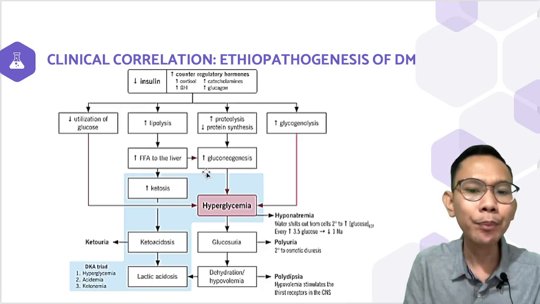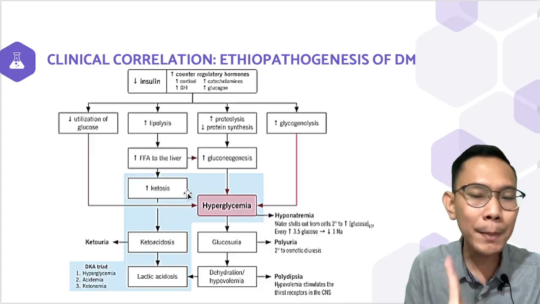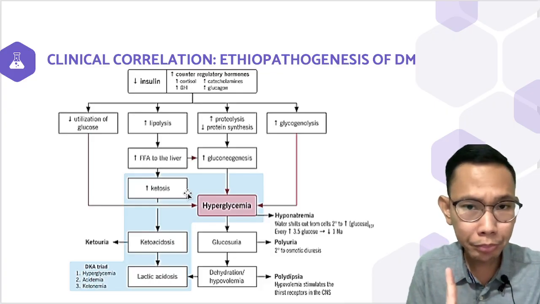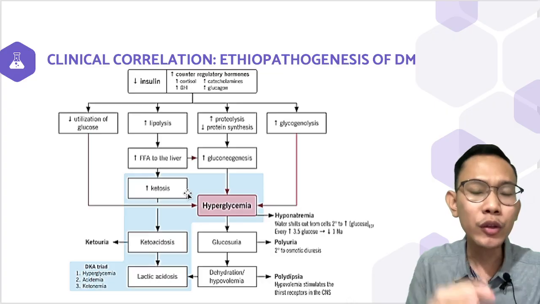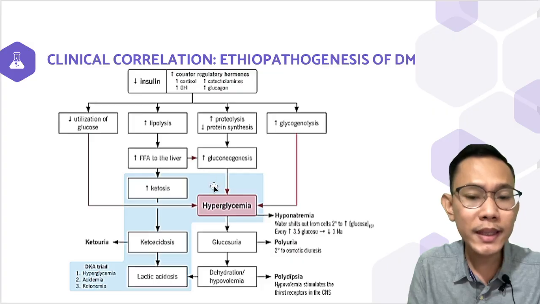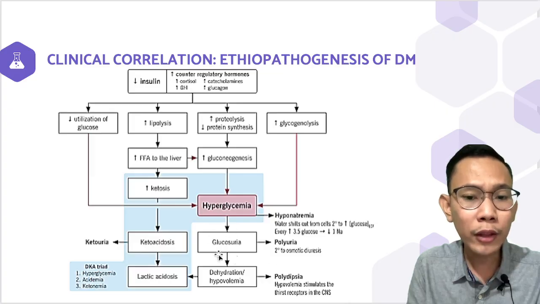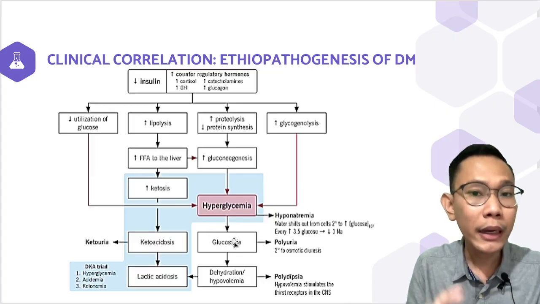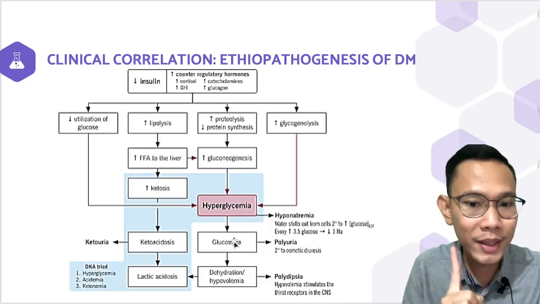Kasi mataas ang glucose level sa ating katawan. What will happen? Pag mataas ang glucose sa ating katawan, of course, that will be eliminated by our kidneys. Nagkakaroon tayo ng glucosuria because of increased level of your glucose. Lumalabas ang glucose sa katawan, glucosuria through our urine, and what will happen? Remember, glucose will lead to osmotic diuresis.